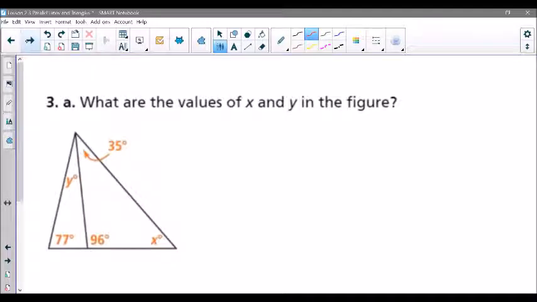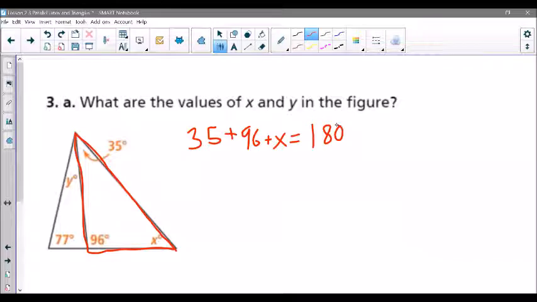Like on this one, we could figure out what x is relatively quickly, right? Sometimes it's a good idea, if you have multiple colors, to highlight the different colors, draw each triangle a different color, that sort of thing. So 35 plus 96 plus x, that's going to equal 180. Right, there's no getting around that one.